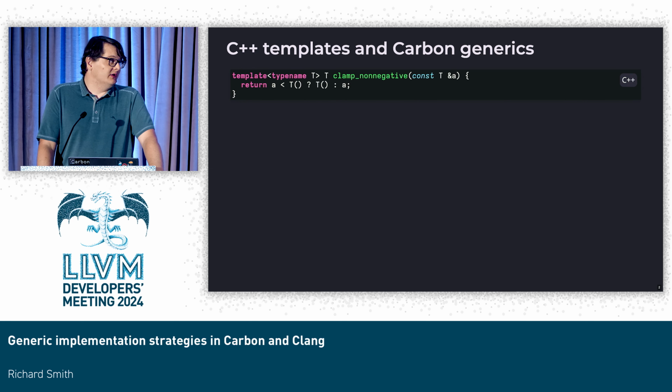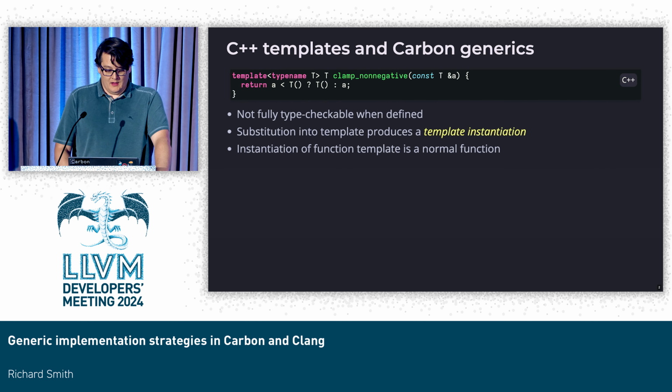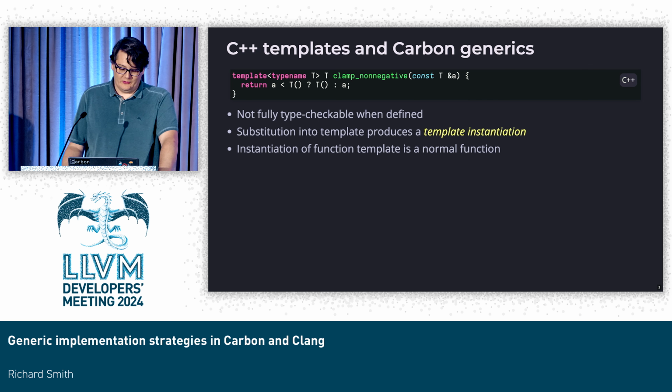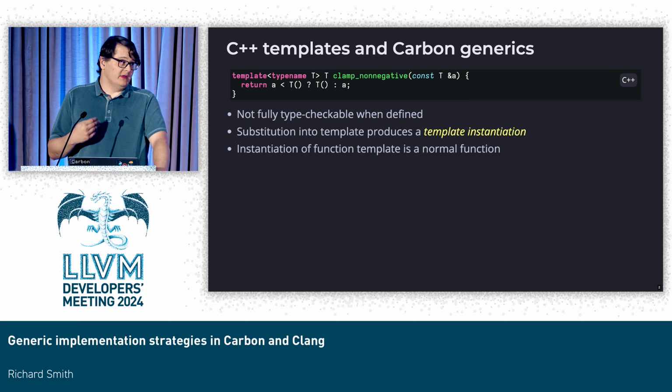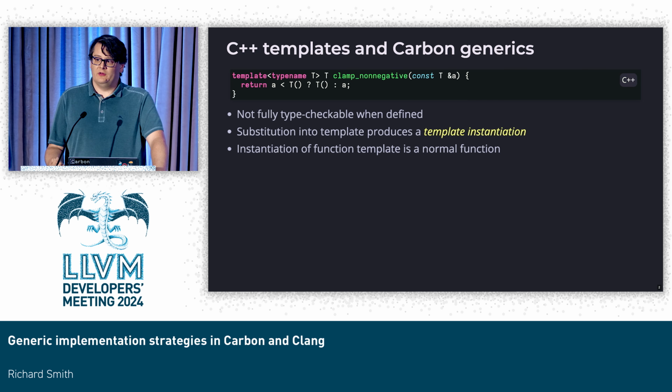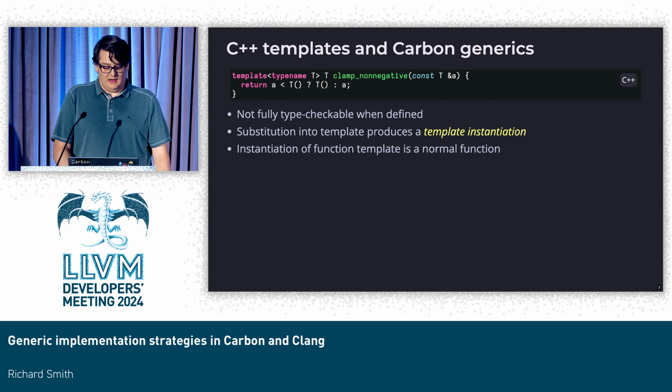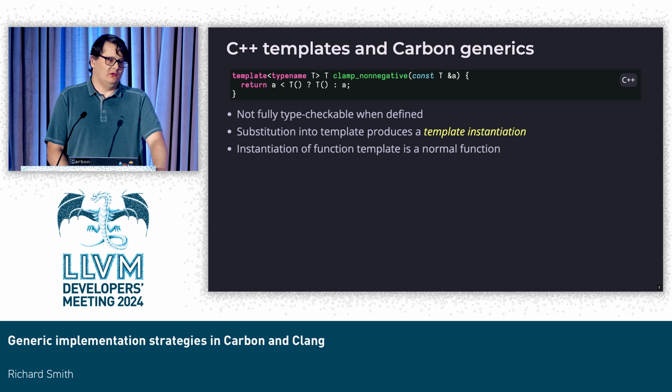So to get started, I'm going to assume this audience generally knows what C++ templates are. The basic principles of them are they're not fully type-checked when they're defined. Instead, we wait until we know what the arguments are, perform a substitution, and then based on the results of those substitutions, determine the validity and the meaning of the result. And substituting into a template produces basically a normal entity. So a substitution into a function template produces a function. A substitution into a class template produces a class, and so on.